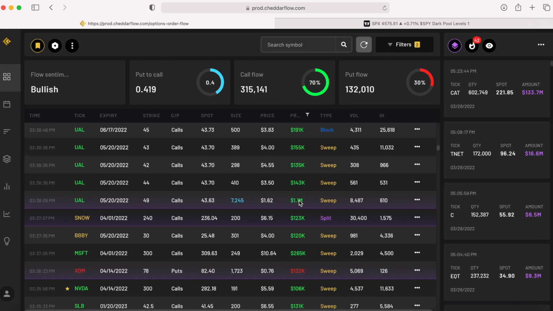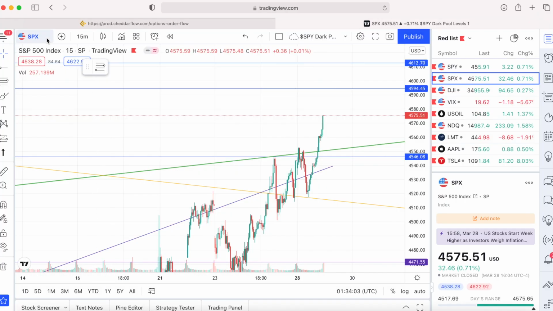And also, this one was over $1 million in premium. So this caught my eye. It's a sweep. This person was hitting the ask. So this is a perfect order that I like to look at. And what I'll do right after looking at an order like this, I'll go up and check out the chart.